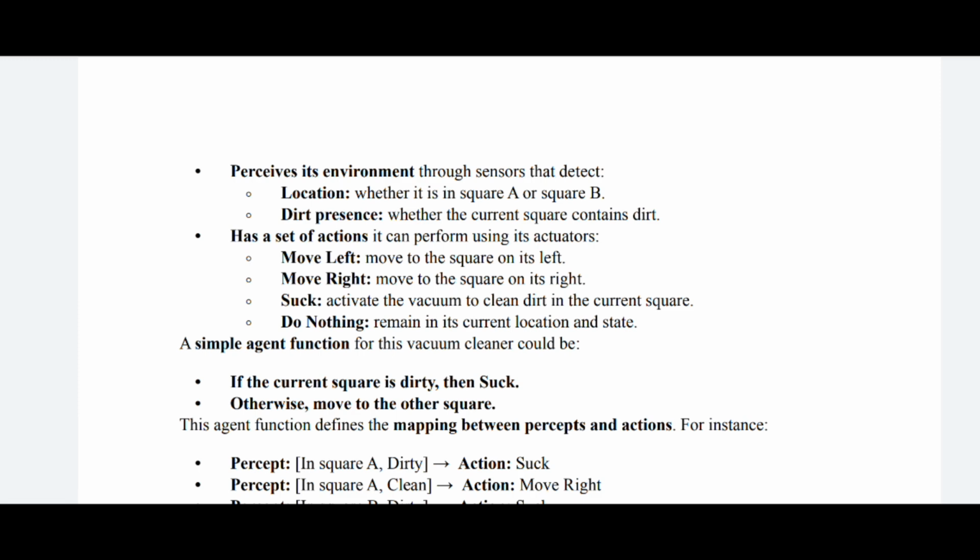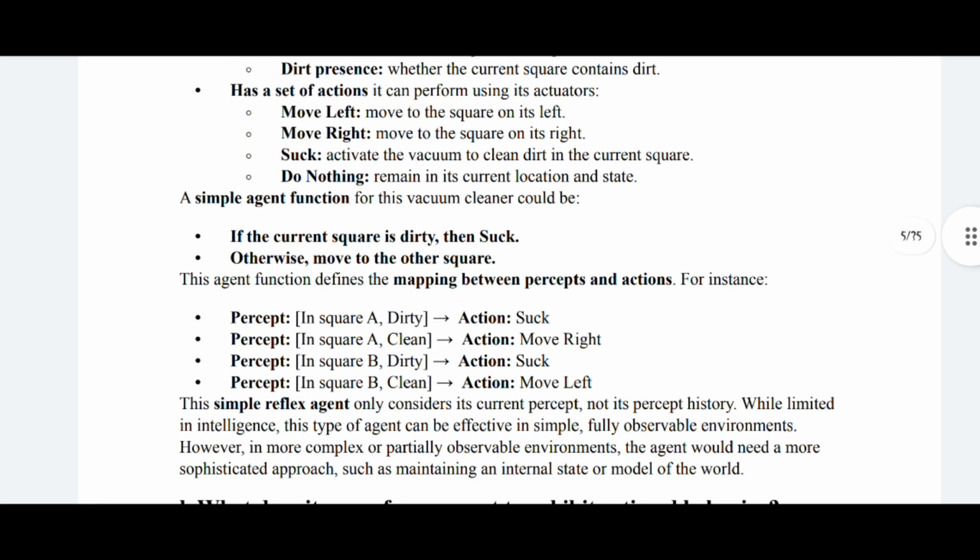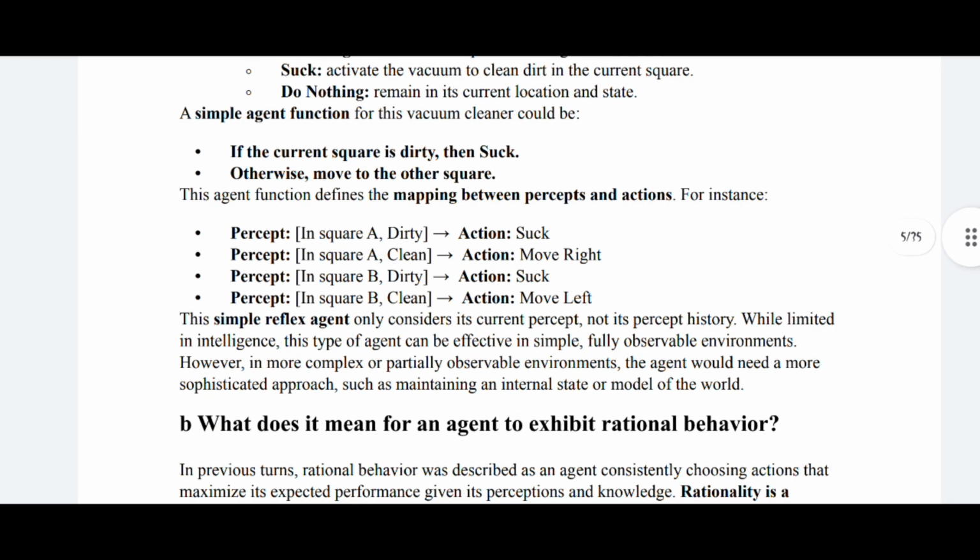A simple agent like this vacuum cleaner could work like this: if the current square is dirty, then suck; otherwise, move to the other square. Simple. If the dirt is there, it cleans the dirt, and if there is no dirt, it moves to square B. The agent function defines a mapping between percepts and actions.